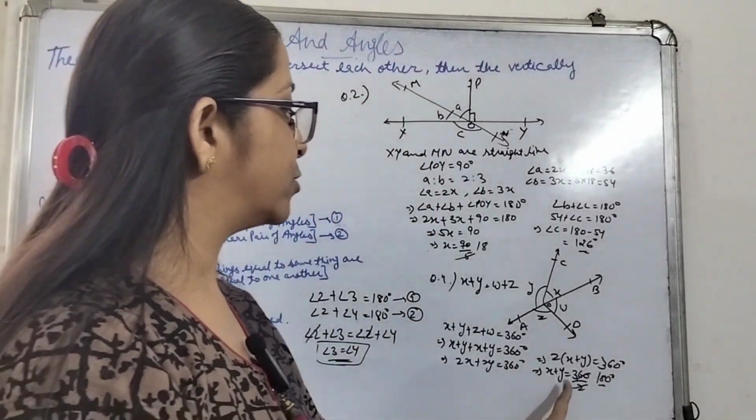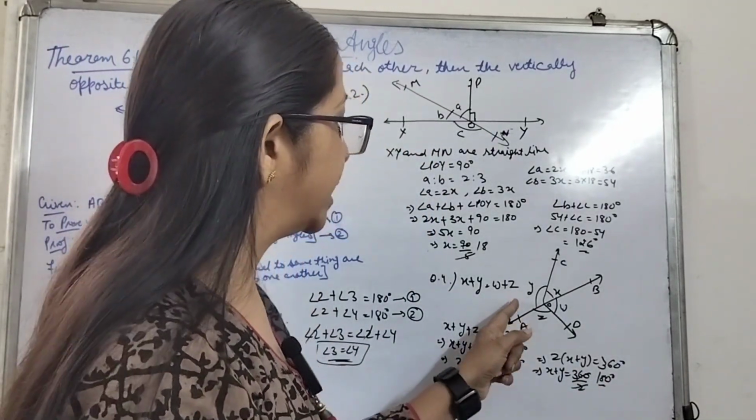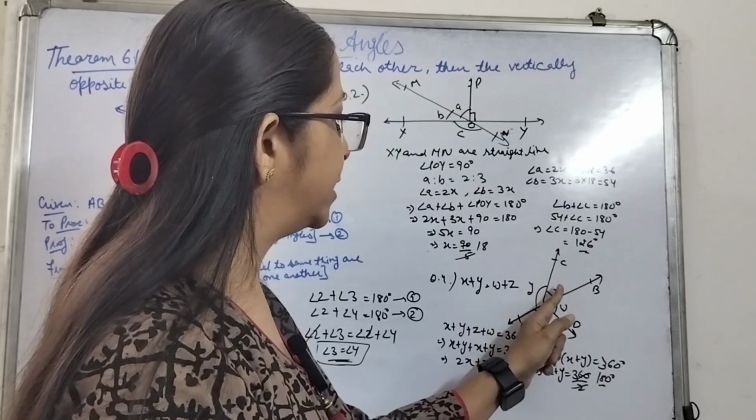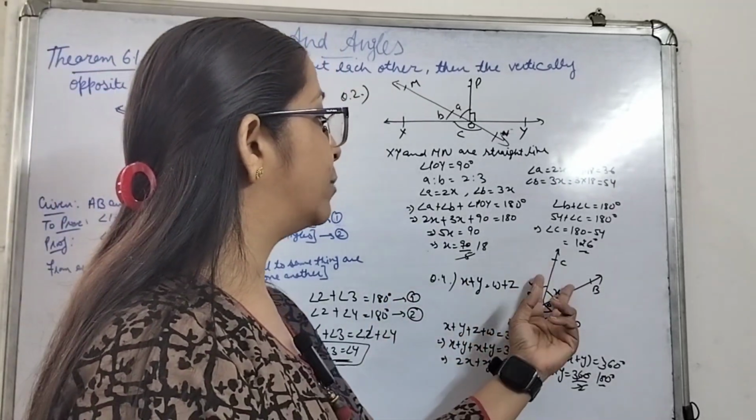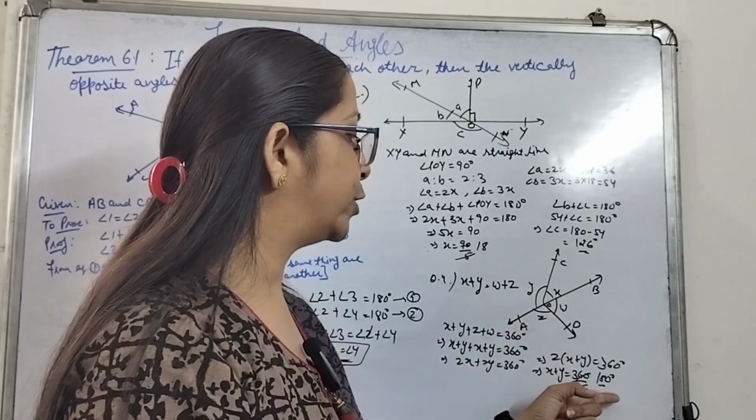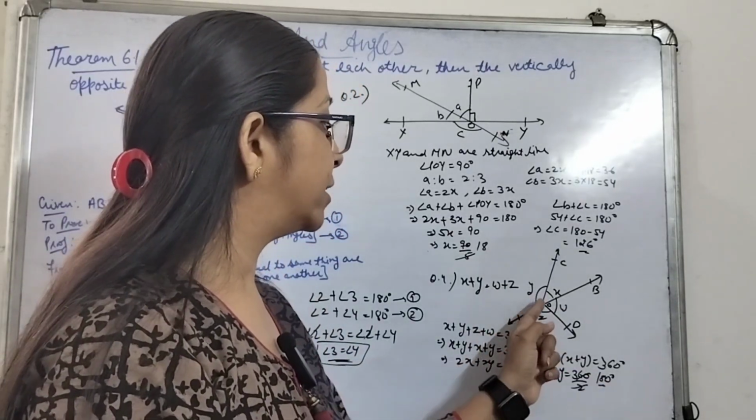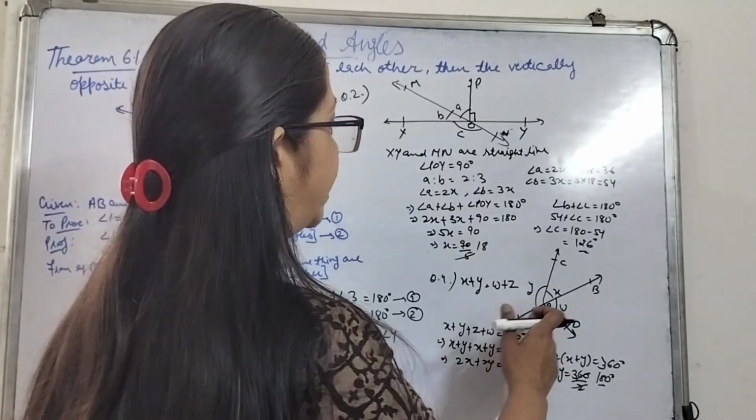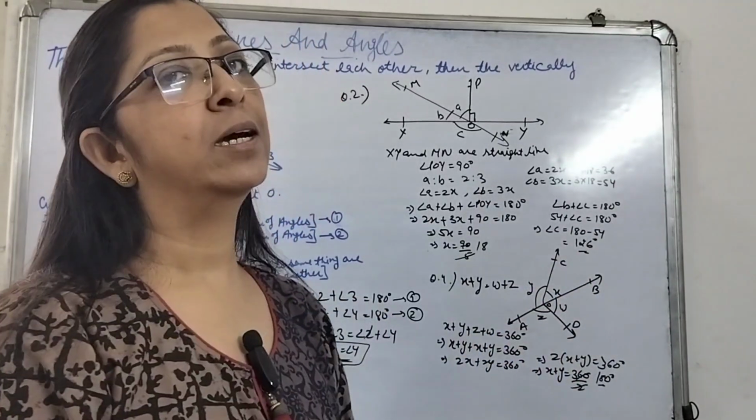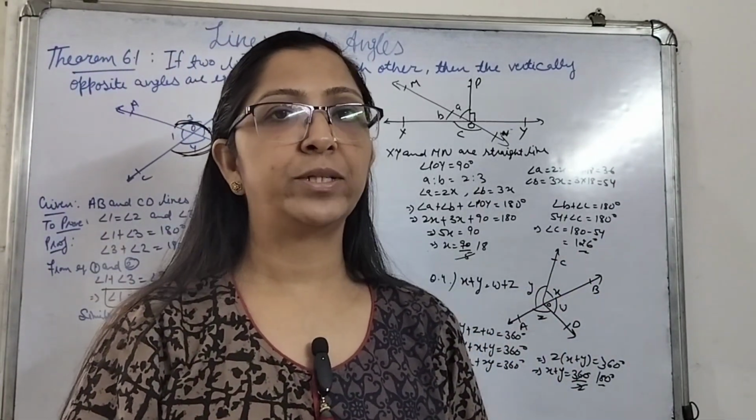So if x plus y is 180 degrees, we can see that these two are angle x and angle y, and just now we have seen that if the sum of adjacent angles is 180 degrees, then the non-common arms will form a straight line. That simply means AB will be a straight line. This is how we can prove it.